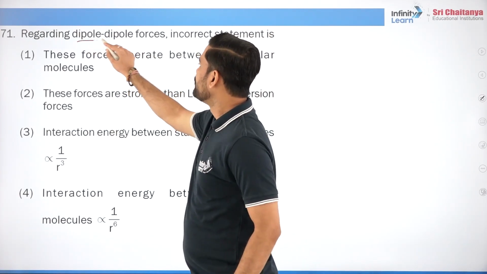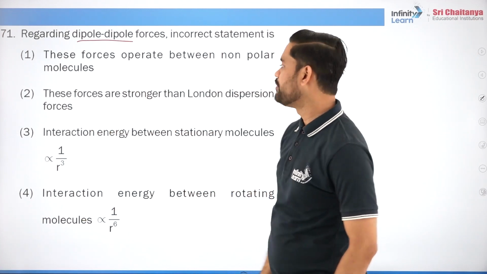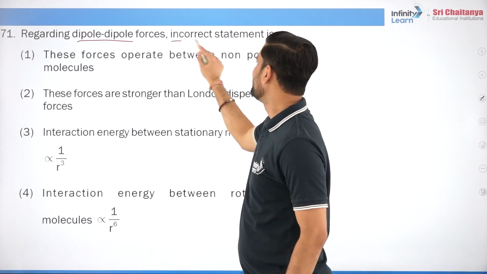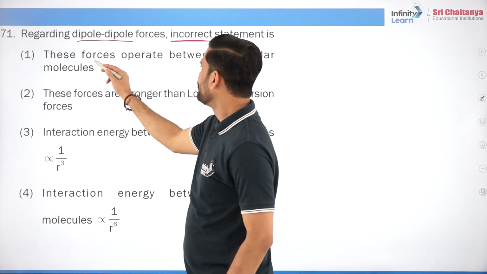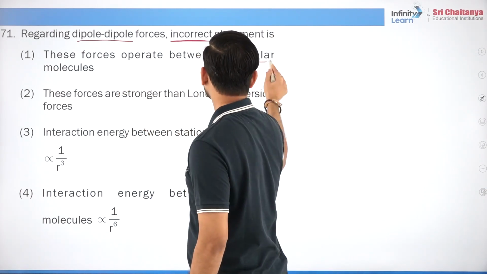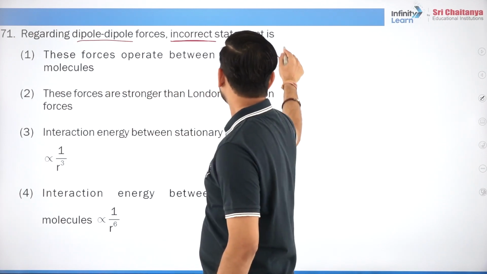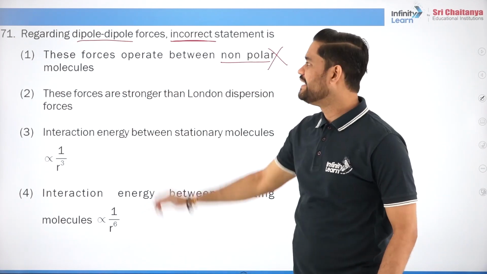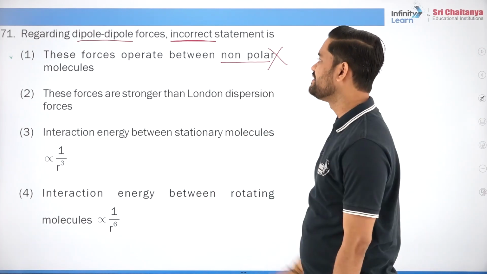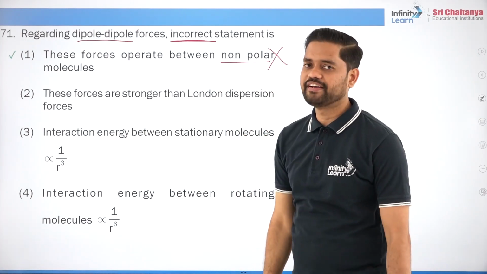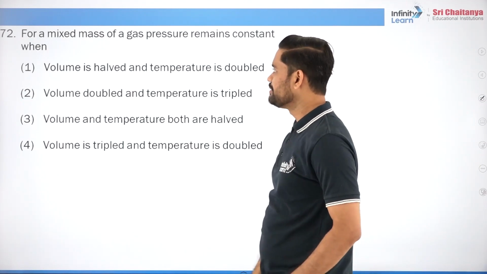Talking about question number 71. Regarding dipole, so the point of focus is dipole forces. Incorrect statement. The other thing that you have to note is what? Incorrect statement. Let us see. The force operates between non-polar. The first statement is itself incorrect. It operates between polar. Okay, dipole means what? They both have dipole. That means they both have what? Polar molecules, and hence that's the right option for question number 71. Question number 72.